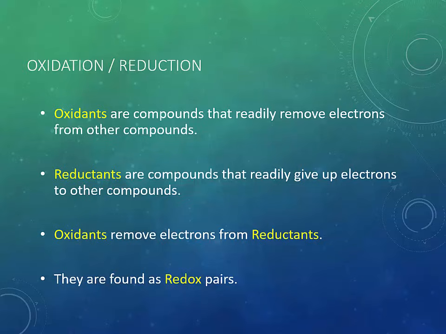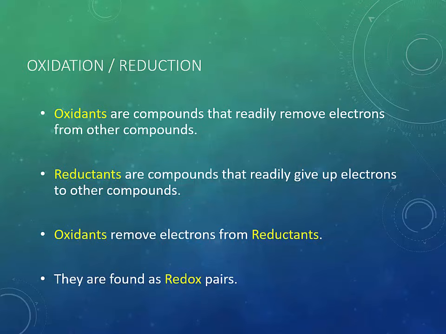Oxidants are compounds that readily remove electrons from other compounds. In other words, they oxidize other compounds. Oxidants oxidize by removing electrons. Reductants are compounds that readily give up electrons to other compounds. So reductants reduce other compounds. Now, an oxidant and a reductant are always paired. In order to get this electron transfer in this way, we are literally pairing an oxidant with a reductant. So in other words, oxidants remove electrons from reductants.